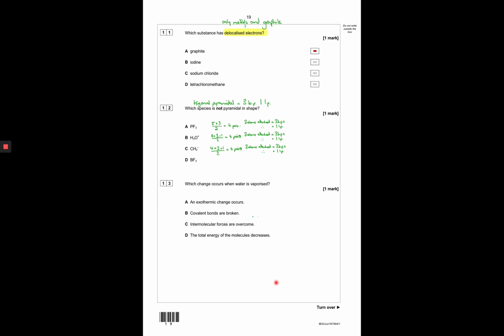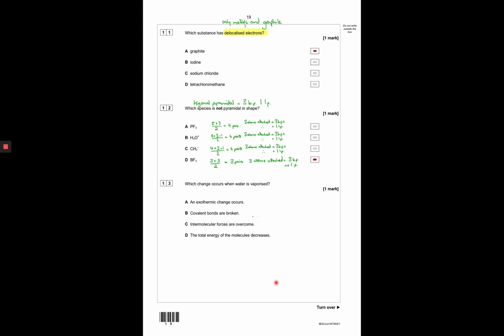And then finally BF3: boron is in group 3, there are 3 atoms attached, there's no charge, so nothing else to do. 6 divided by 2 is 3, 3 atoms attached, all of them are bonding pairs, no lone pairs, so it's D that is not pyramidal in shape.